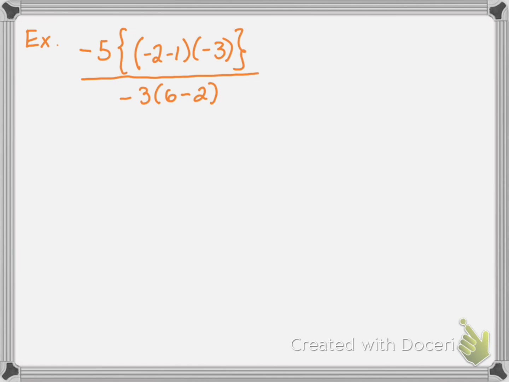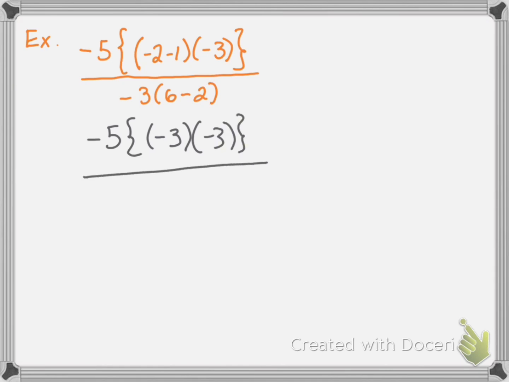Let's look at the next example. In the next example, we have braces, brackets, parentheses, and the fraction line. So let's do these. So we'll start by simplifying the parentheses. In this case, -2 minus 1 is -3 times the -3. And then on the bottom, we have 6 minus 2, which is 4. Now notice again that on the top, we have -3 times -3, which is positive 9. And then that's multiplying the -5. So I can do that in one step, and we get -45.